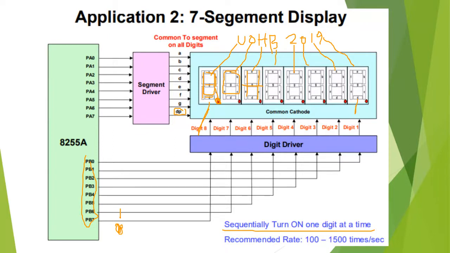So what is the gap time? The recommended gap between the digits is like 100 to 1500 times per second. This is the rate: each second we can do it 100 times to 1500 times. Anyway, for example, the gap between each digit is 1 millisecond. Okay, 1 millisecond. So yeah, this is the idea. Okay, let us have a look.